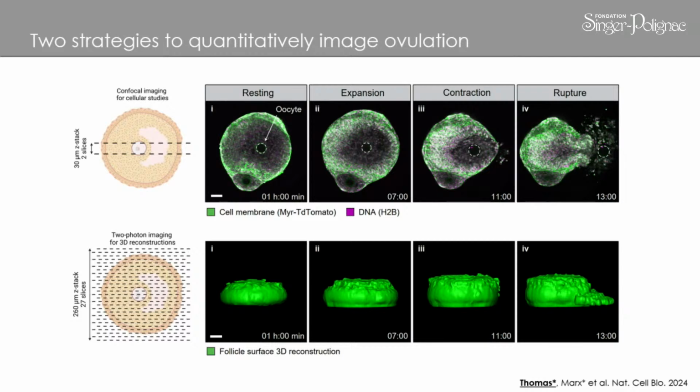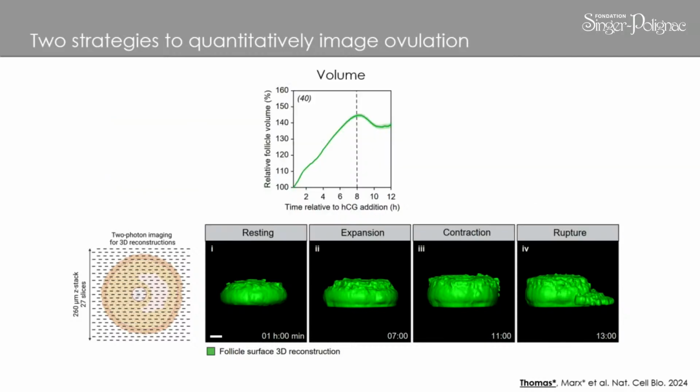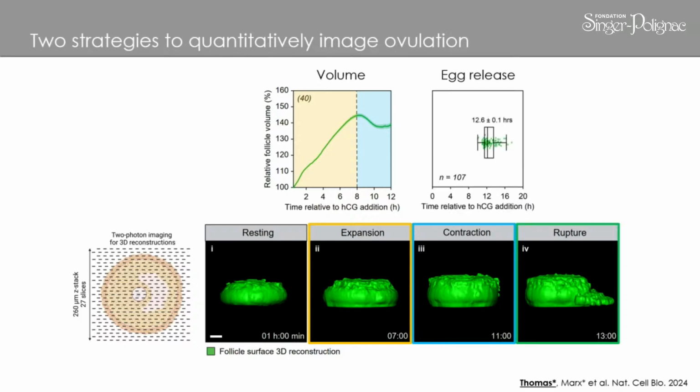And one of the key measurements we made was to look at follicle volume. So just like in the video we saw before, we observed that for the first 8 hours, we see the follicle increase in volume as it undergoes expansion. Between 8 and 12 hours, it decreases in volume as it undergoes contraction. And finally, at 12.6 hours, it ruptures and the egg is released.